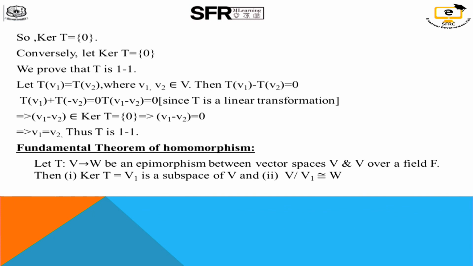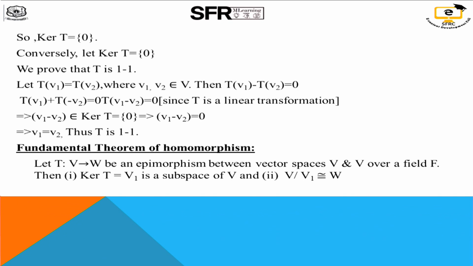Now the converse part: assume that kernel T is the singleton set {0}. To prove T is one-one, assume T of v1 equals T of v2, that is, the images are equal. Then we must show the elements are equal. Usually, by definition, distinct elements in the domain have distinct images in the codomain. Here we have taken the opposite: suppose the images are equal, then the elements in the domain are equal. Applying that T is a linear transformation, we can prove that T is one-one.